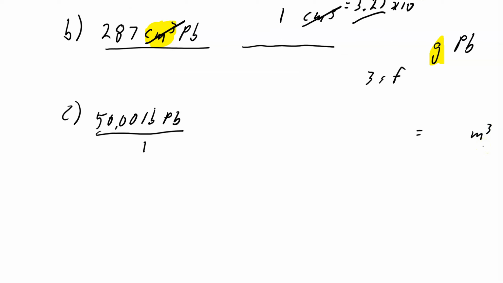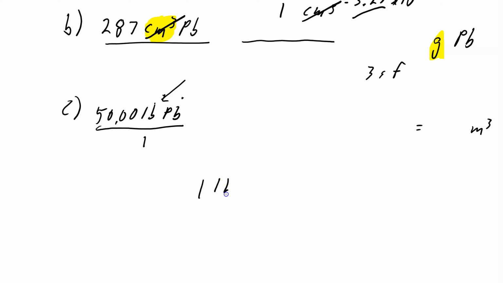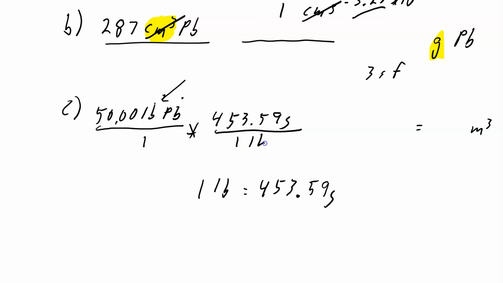Now, the difference here is that we are starting with a weight in the English system. So as a result of that, we are going to have to first make a conversion of pounds to grams. Our conversion here is going to be 1 pound equals 453.59 grams. So we're going to now set this up so that we have grams upstairs. 453.59 grams over 1 pound. Pounds cancel. I now have grams.